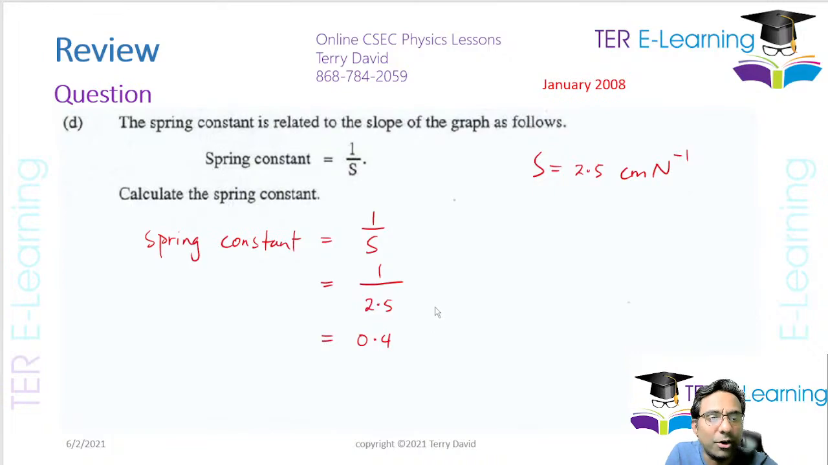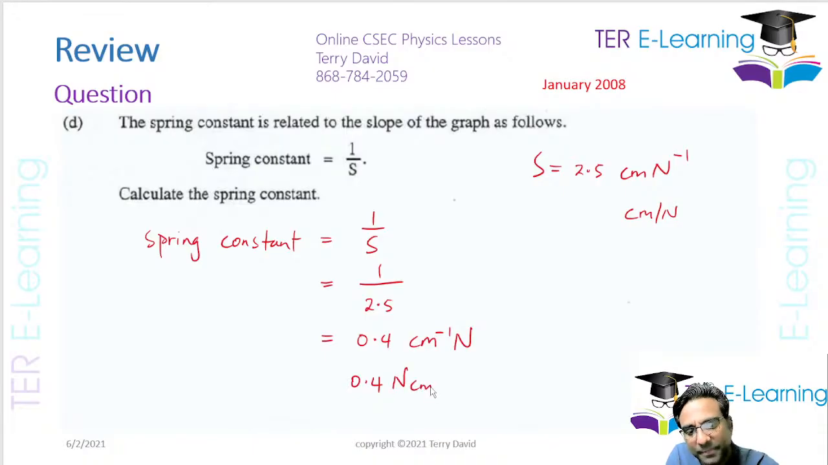So 0.4, but remember the slope was given as 2.5 centimeters per Newton, right? That's the same as saying centimeter slash Newton. But if you want 1 over the slope, the unit is going to change. It's going to become centimeter to the minus 1 Newton, right? But how we normally write it, we write 0.4 Newton cm to the minus 1, right? So this is typically how we write our spring constant.